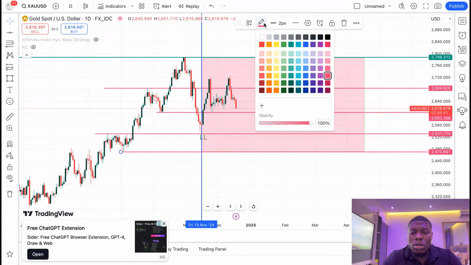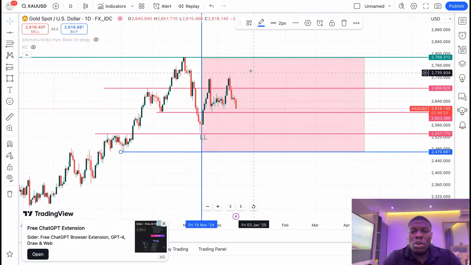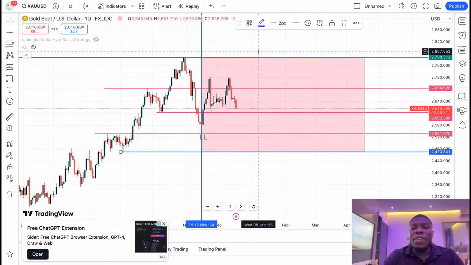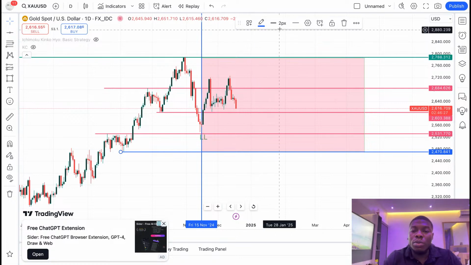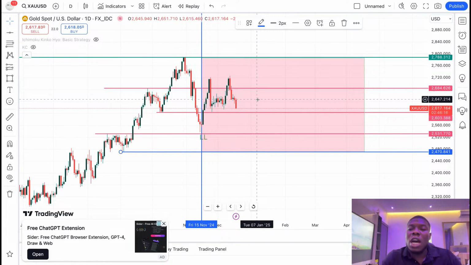Let me change the color also to blue. So gold needs to lose this support or reclaim this high. If it reclaims this high, that means our trend will continue going up. If it loses this low, that means we are in a downtrend. So in this zone, there is no trade. So this is how you make your analysis.